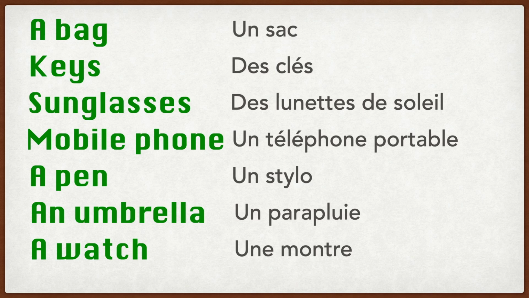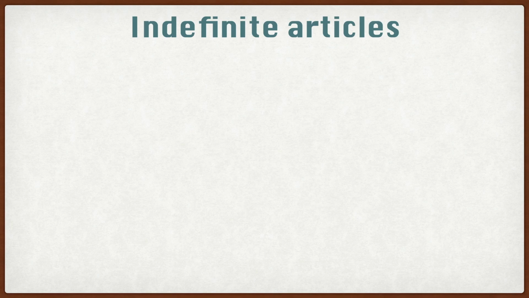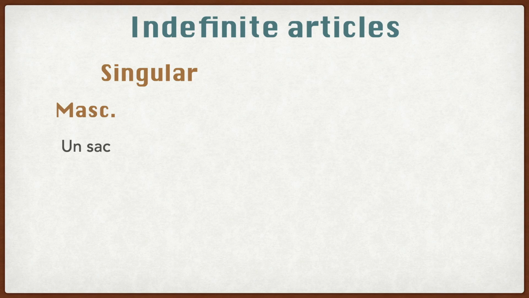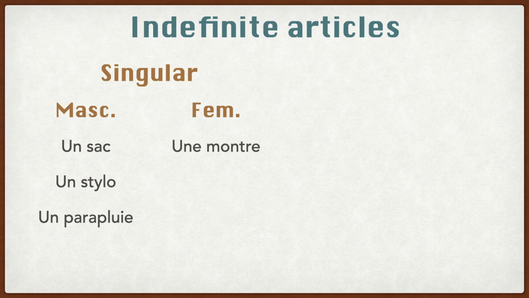Now, let's take a look at the indefinite articles. For a masculine noun that is singular, we use the indefinite article un. For example, un sac, un stylo, et un parapluie, which is a bag, a pen, and an umbrella. For feminine nouns that are singular, we use the indefinite article une. For example, une montre, une maison, et une chaise: a watch, a house, and a chair.